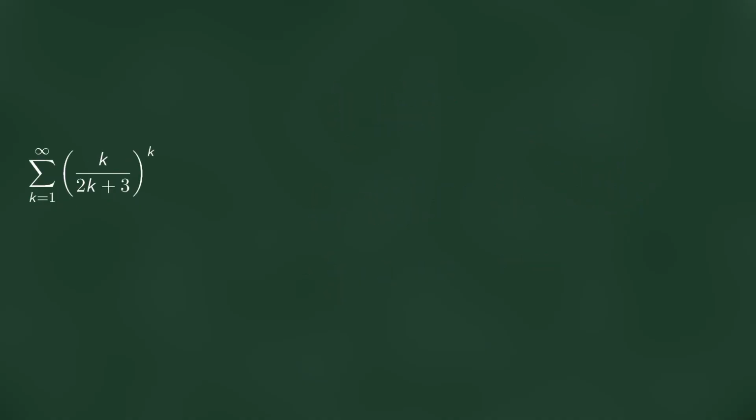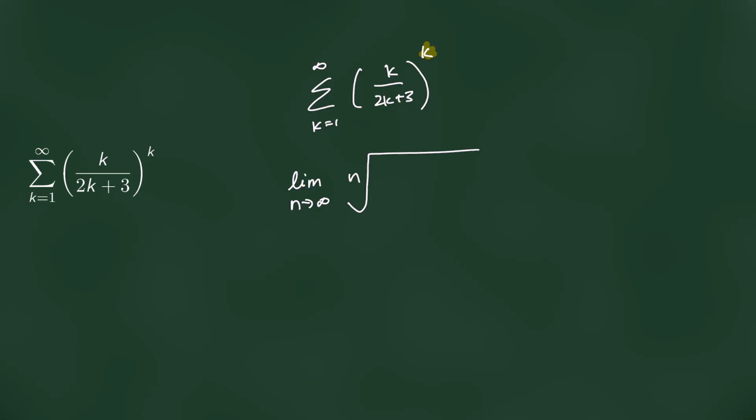All right, let's look at this next one. We have the sum from k equals 1 to infinity of a rational expression raised to the kth power. Now, this is one where we might not want to try the divergence test right away because that limit is pretty rough to take. But because we have this kth power here, we can think about using the root test. So the root test tells us to look at the limit as n goes to infinity of the nth root of the nth term, the absolute value of the nth term.